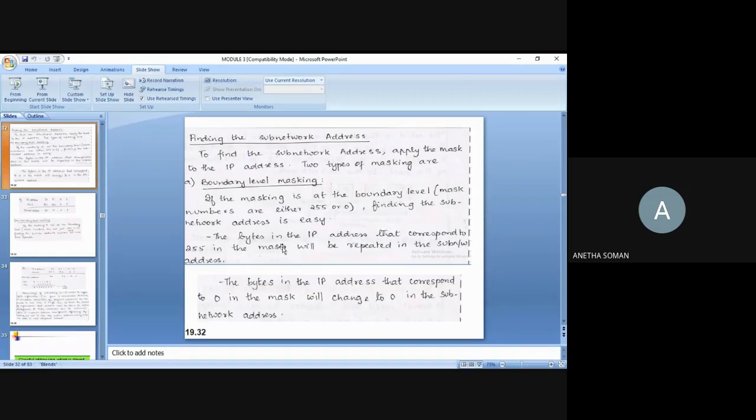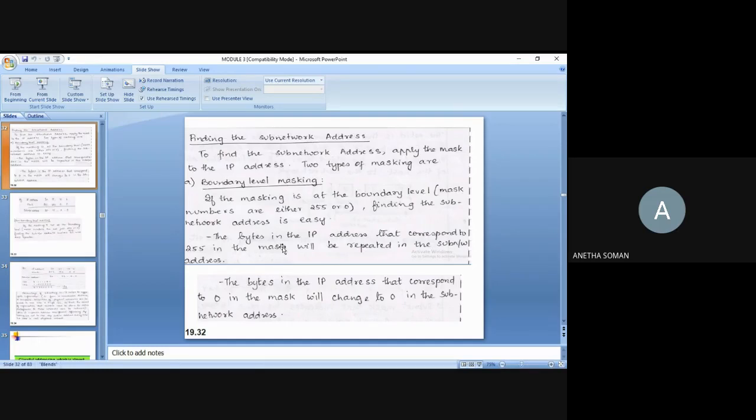The bytes in the IP address that correspond to 255 in the mask will be repeated in the subnetwork address. That corresponds to 255 only. These many examples we have seen. Now what about 0? If the mask has 0 for a byte, it will change to 0 in the subnetwork address.